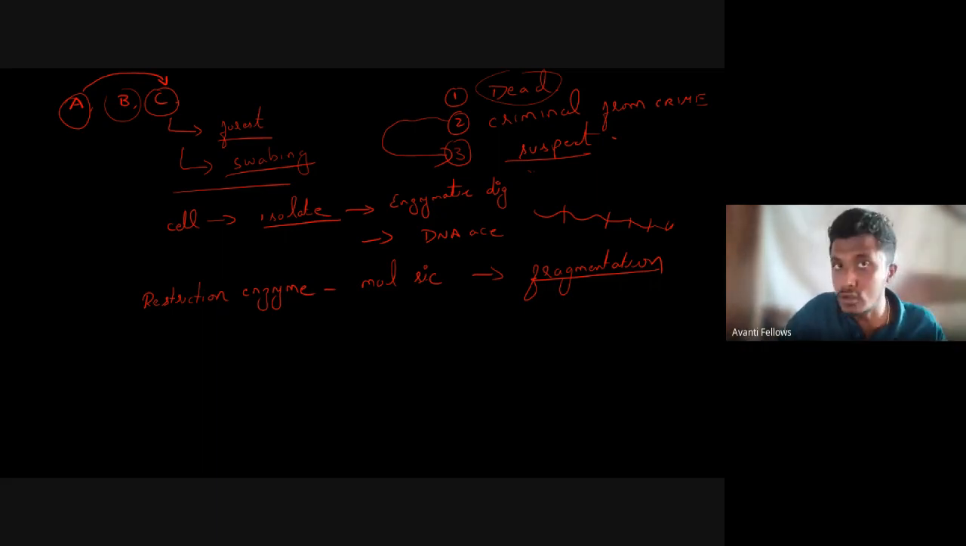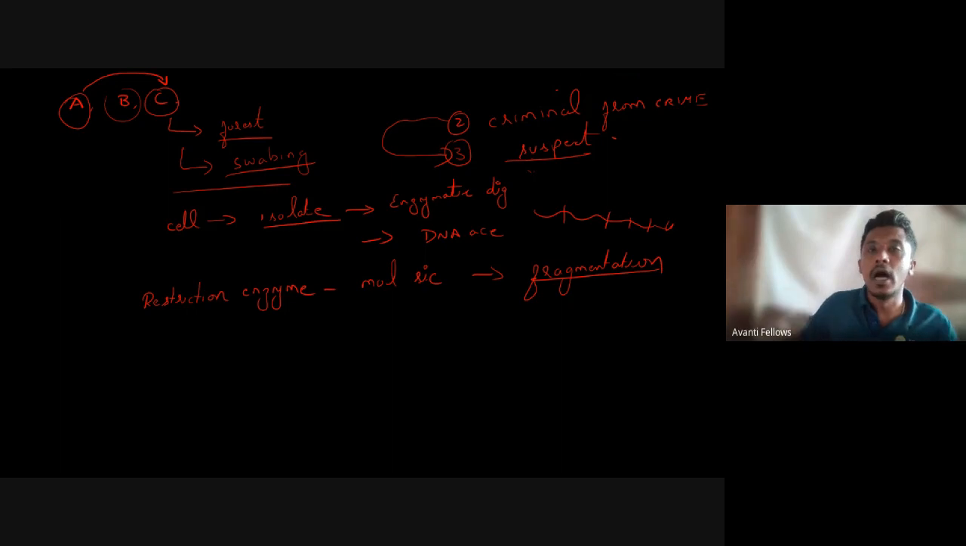Once we have the sample that matches the dead person's DNA, we eliminate it. We don't want it anymore. We just want to match the criminal's DNA from the crime site with the suspect's DNA, and we subject both to these processes. Understood? Once we have the fragmentation, these fragments have to be separated. Now, how do we separate these fragments?